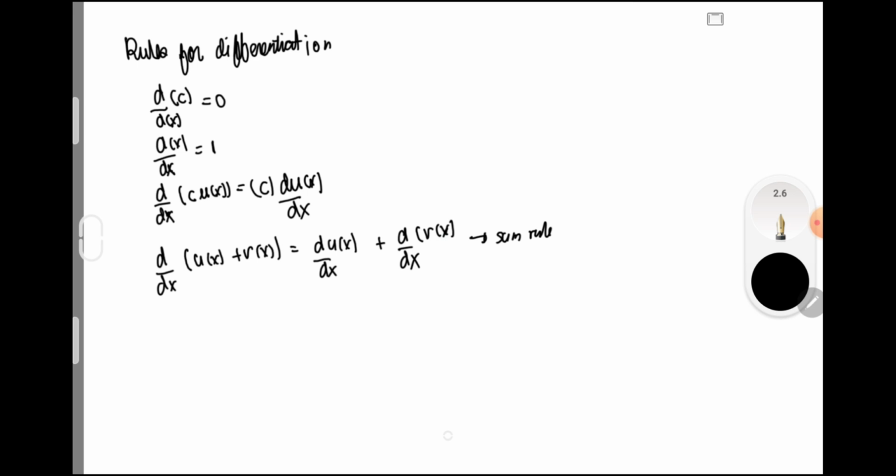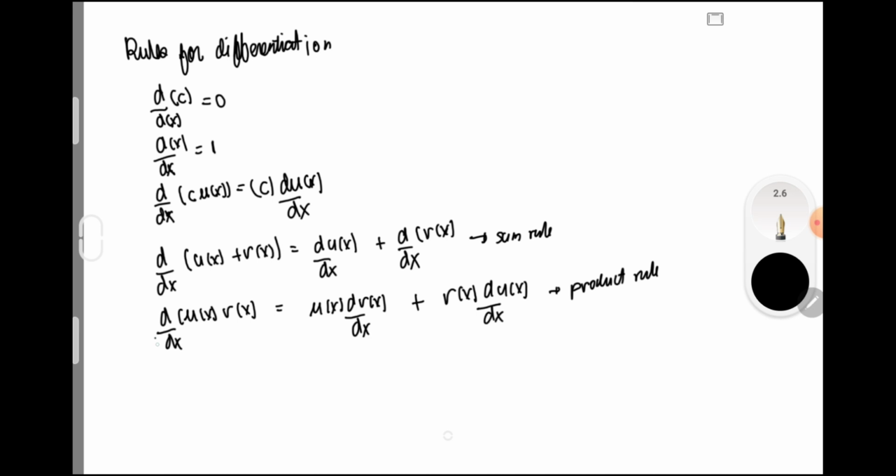Okay? And then we have the derivative of u of x multiplied by v of x with respect to dx is equal to u of x dv of x with respect to dx plus v of x du of x with respect to dx. This is our product rule.